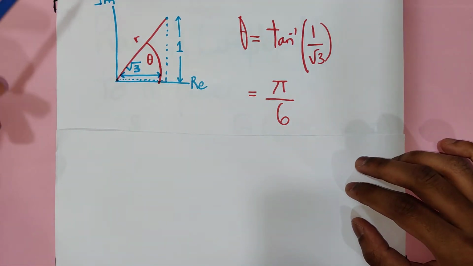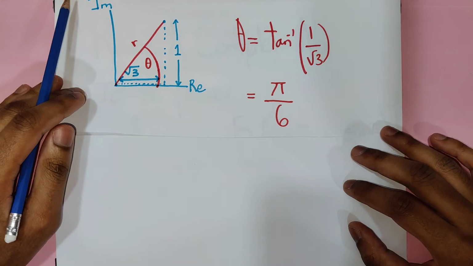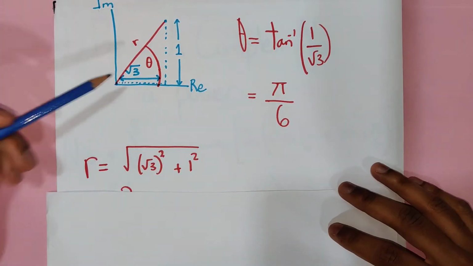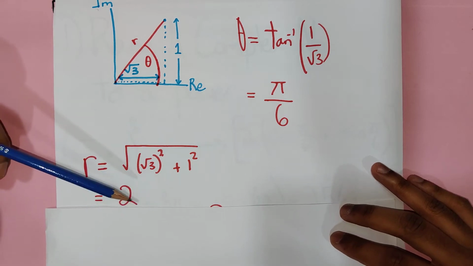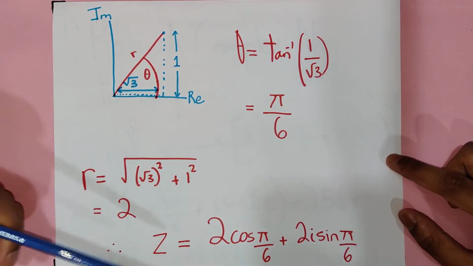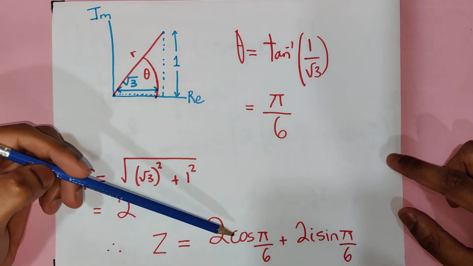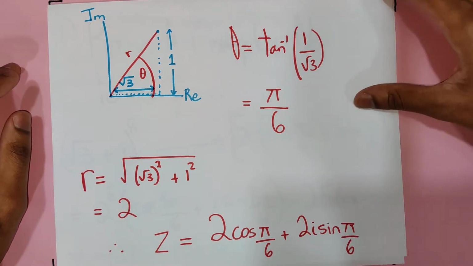which is π/6. And to find r, we can use Pythagoras' theorem, which says that r is the root of (√3)² + 1², which is the root of 4, which is 2. So √3 + i, if we let that equal z, is equal to 2 cos(π/6) + 2i sin(π/6).